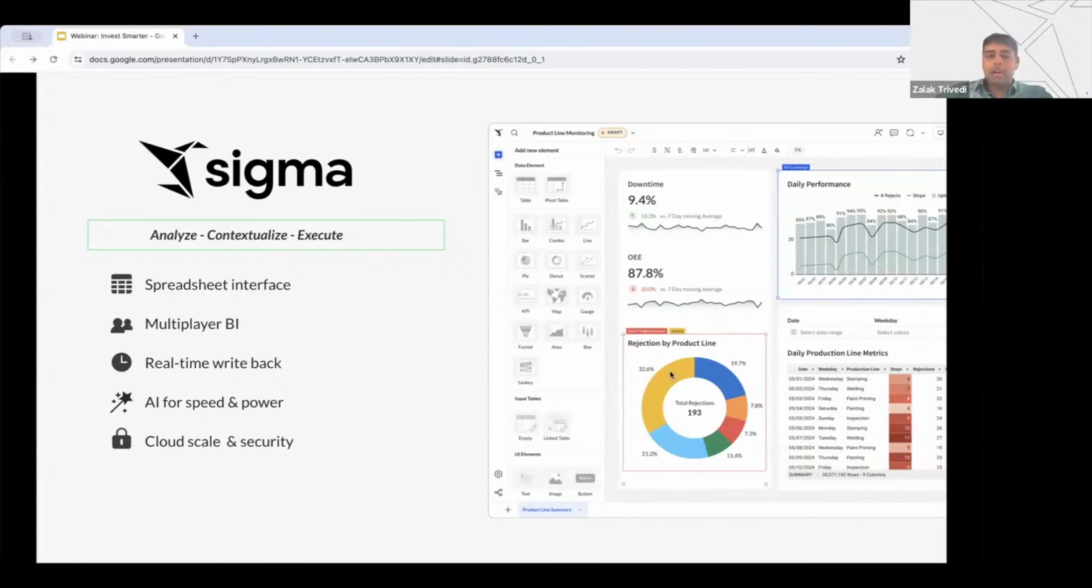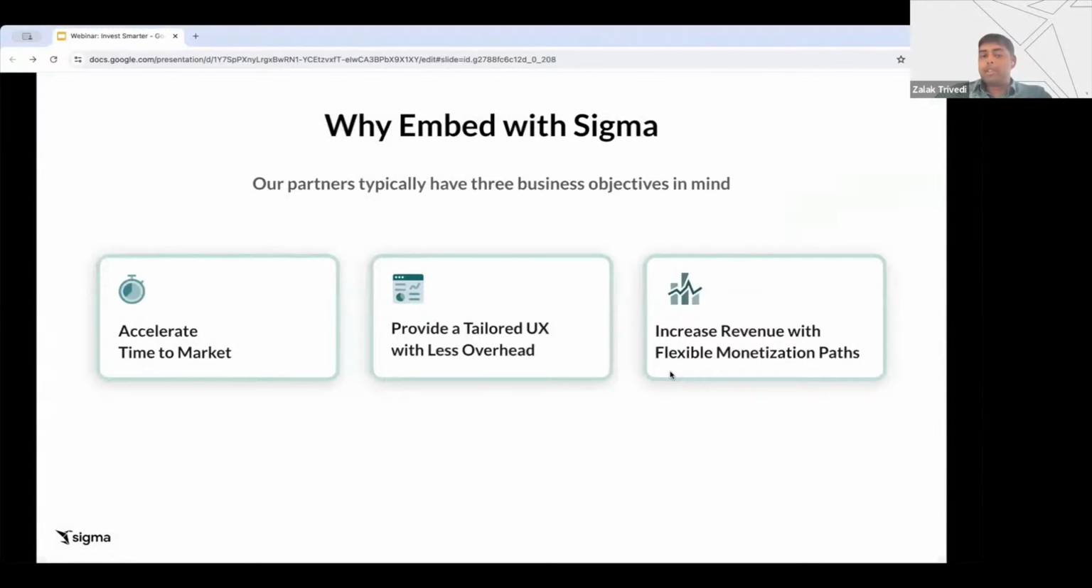Let's talk a little bit about why embed with Sigma. Tapan is our embedded customer. And when we started building and thinking about embedding within Sigma, we had 3 business objectives in mind, which is what our partners also typically have in mind. The first thing was we wanted to accelerate time to market. It is very crucial that you're able to beat out your competition and have an analytics product out of the market before anyone else does. It increases the value of your product.